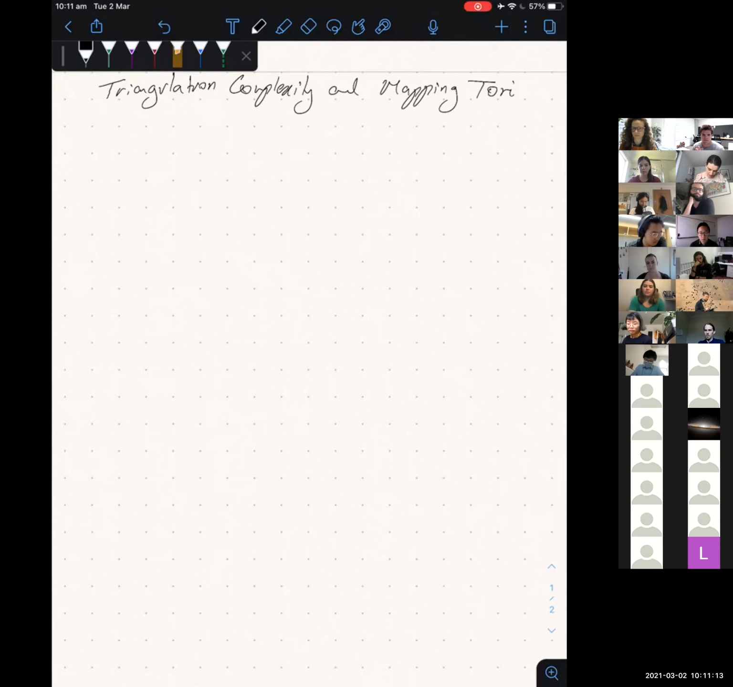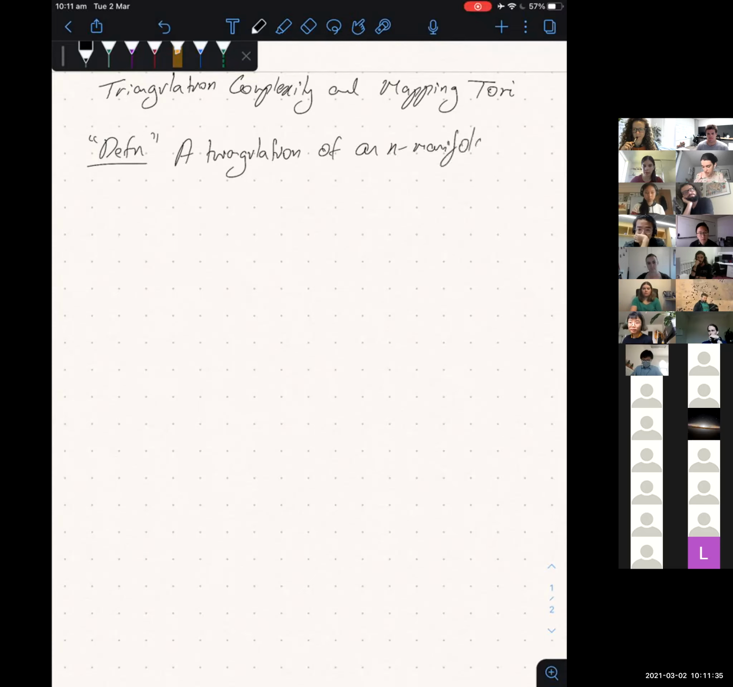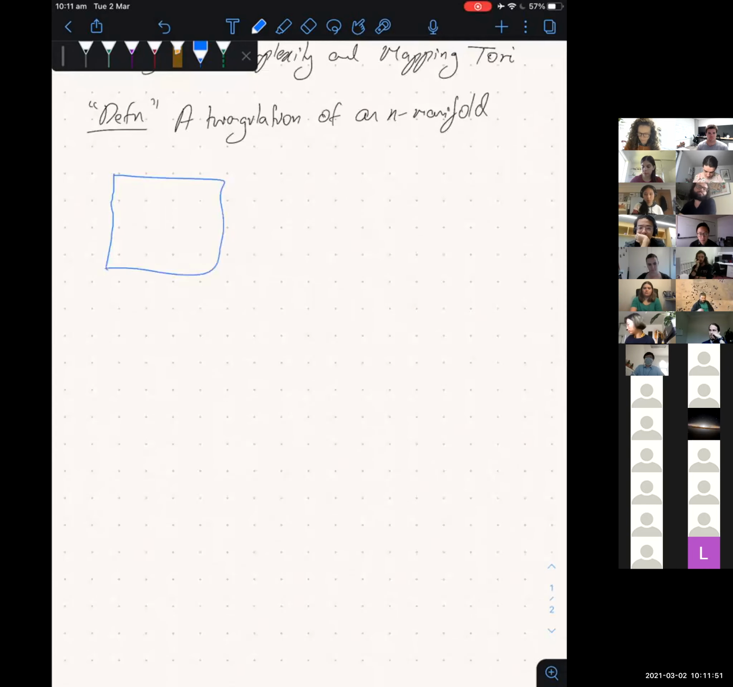So I'll just define that. First of all, I should say what a triangulation is to me, and this is going to be a bit hand-wavy. A triangulation of an N manifold. Well, the motivation here is that on the one hand, you often want to say something like that it's a simplicial complex homeomorphic to your manifold, and that's all well and good, but that would mean that this really natural thing, right?